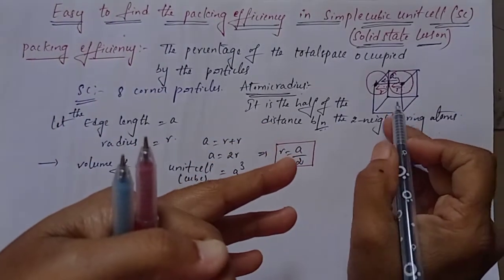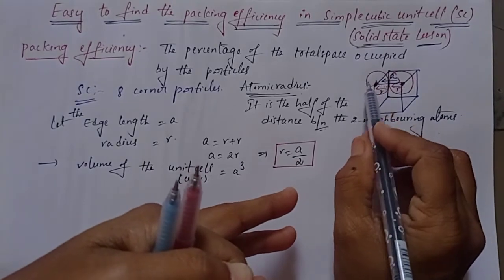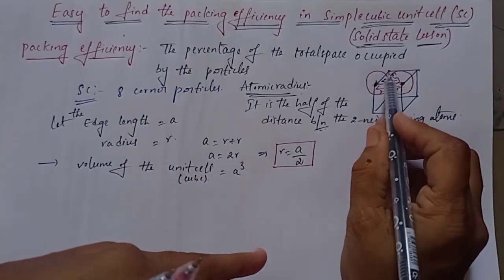Now I am taking the volume of the particle, students. The volume of one particle. Which shape is the particle, students? This is a sphere.